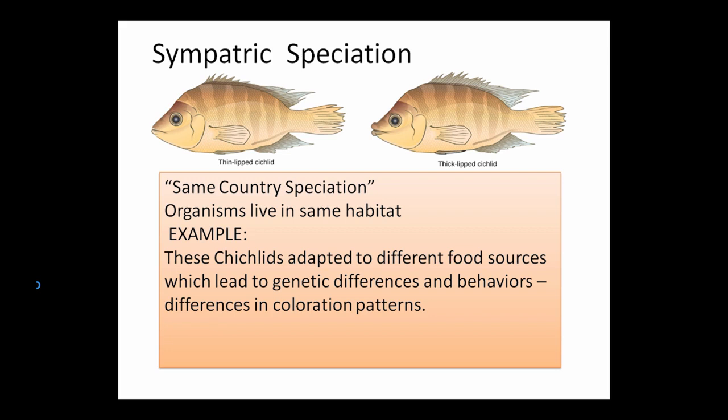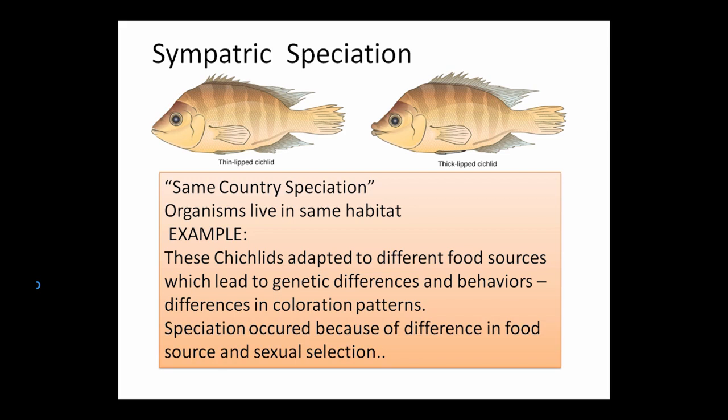You can also start seeing, with different food sources, different banding patterns, and what you're going to see is sexual selection occur. So those females are going to mate with males of like banding patterns like them, and that sexual selection is going to cause more reproductive isolation of various types of cichlids.